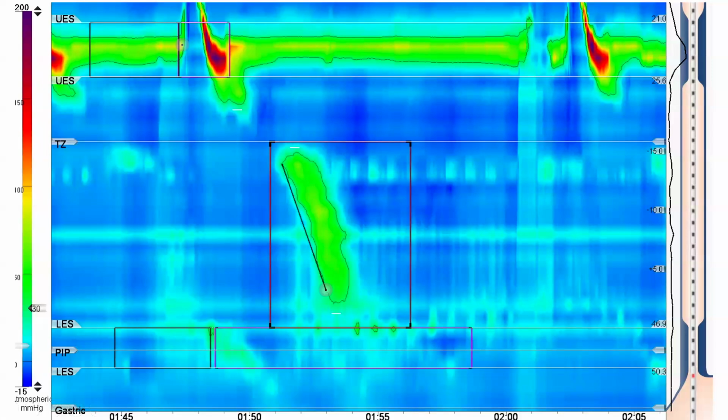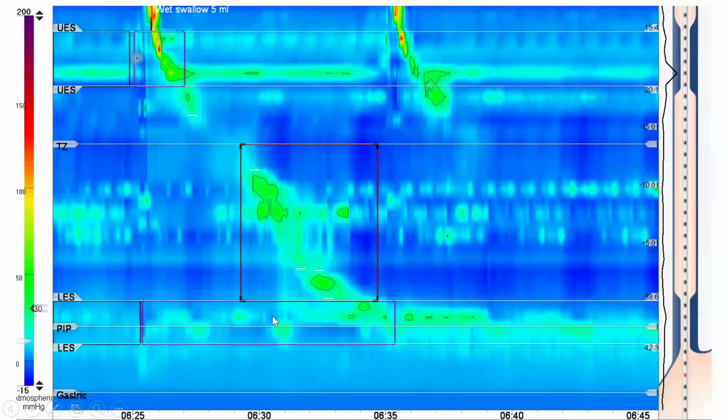The normal DCI should be above 450, up to 5,000, up to 8,000. If it is between 100 and 450, it is weak peristalsis. If it is below 100, it is failed peristalsis. So this one is weak peristalsis, it's above 450. This is an example for the failed peristalsis. The DCI is below 100.